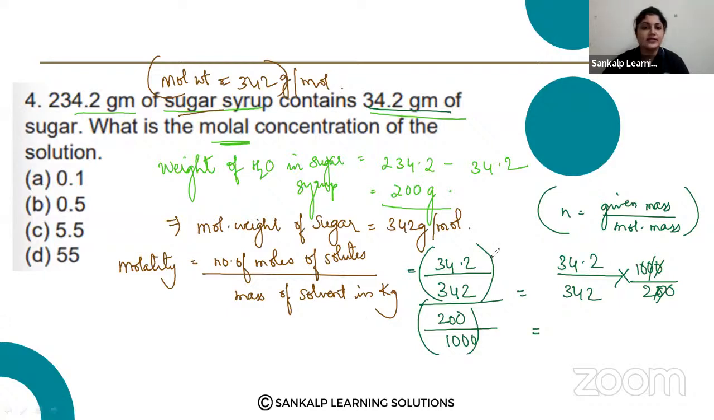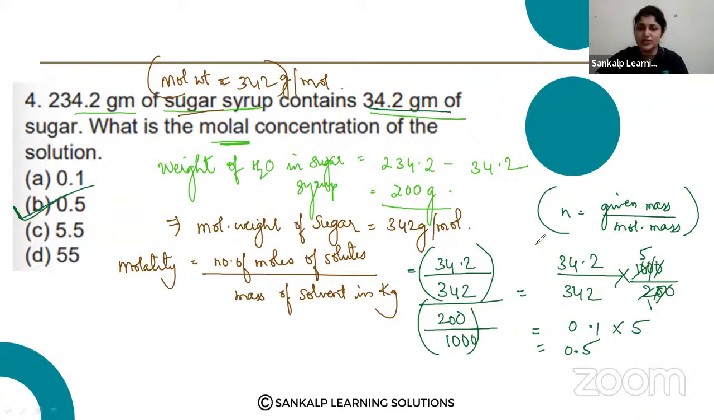Yes, B is the answer. So you will get 0.1 into 5, that comes to 0.5. So our answer resembles option number B. So this is our right answer. We'll check. Yes, most of you have answered it as B. So B is the right answer. I hope everyone has understood.